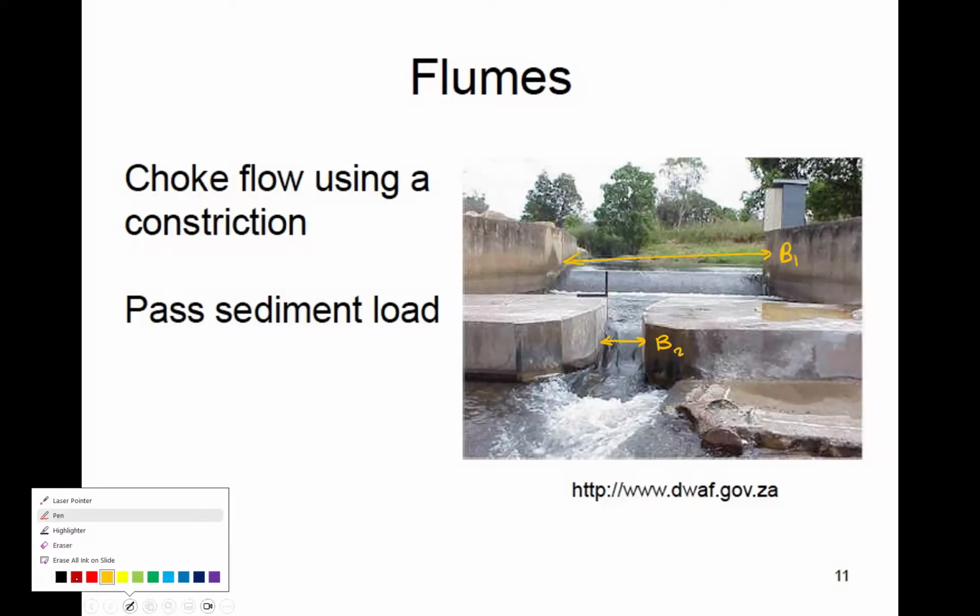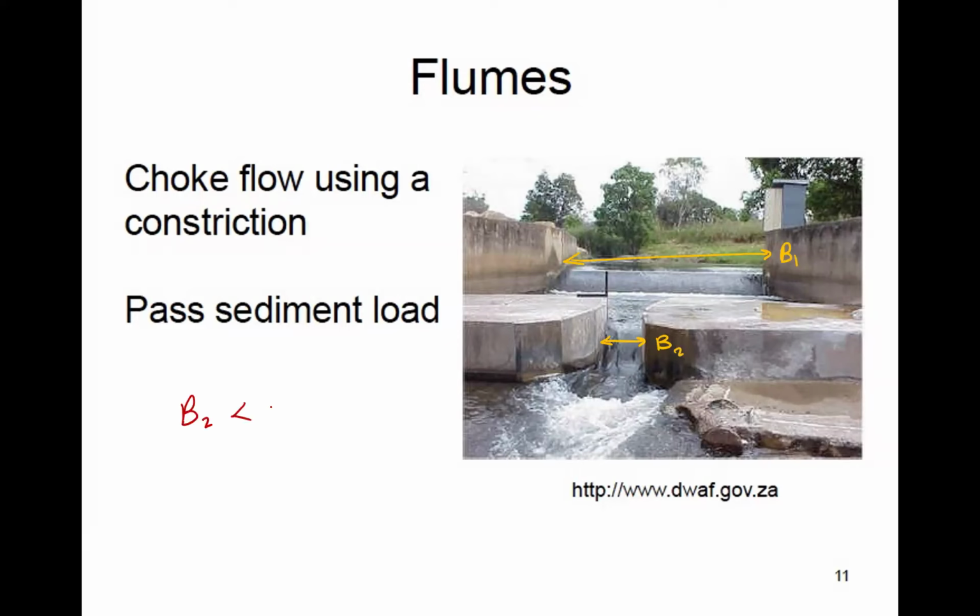So B2 is smaller than B1. And remember from our choking studies before, if B2 is less than the minimum B, the critical width of the channel, we get choking. So that's exactly what happens in flumes. Very similar to weirs, you can create a hydraulic control, a critical section, and use this for measuring discharge. In fact, in this image, maybe hard to see, but there's like a scale or staff gauge upstream. This is probably what they use for measuring water level and then converting this to discharge using the equation.